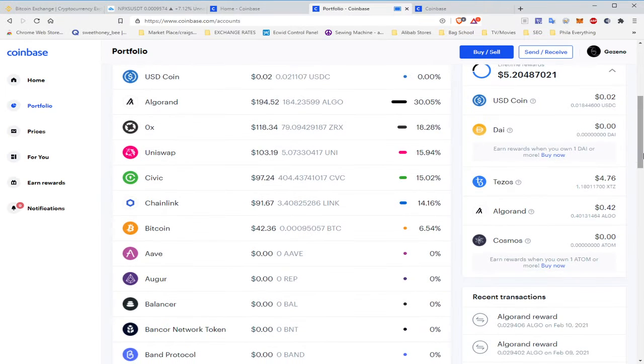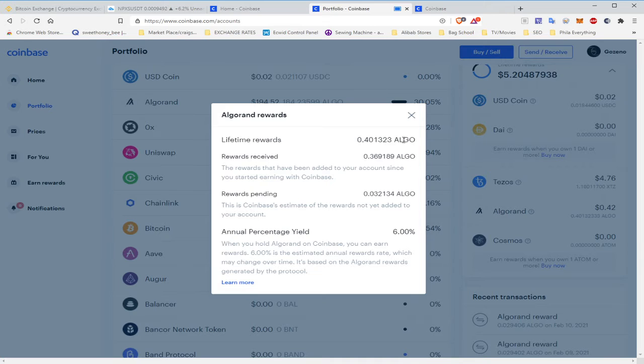Now, I don't really have anything that's earning interest right now other than this Algorand. And this is one of those assets that Coinbase gave me for answering questions, and then I just bought a few more to add to it. I didn't even realize that it was giving me interest. I haven't even had it that long, and I almost have a half of an Algorand. And I think Algorand was worth 27 cents when I first purchased it. I'm not exactly sure. Annual percent yield 6%, rewards received, lifetime rewards.